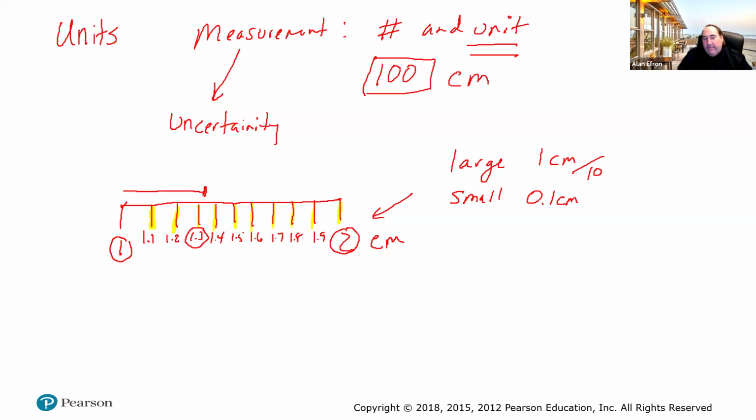And that would definitely be our certain number. So we would want to record 1.3. And when we do that, again, we always want to record all the certain numbers, and that's sometimes referred to as all the certain numbers.